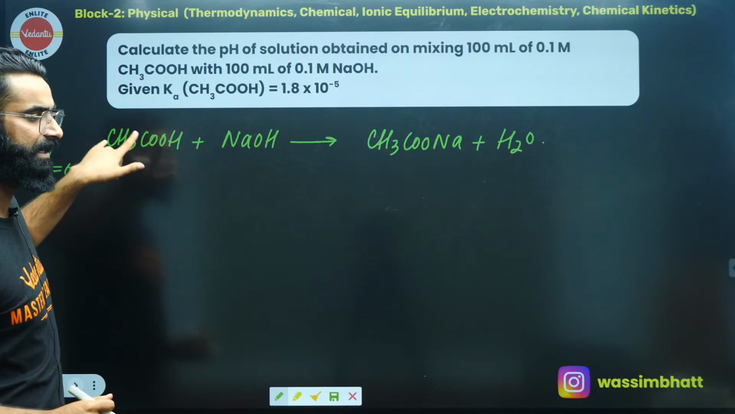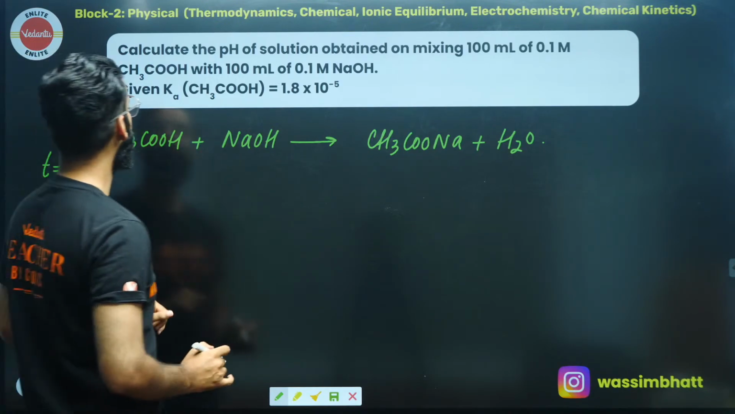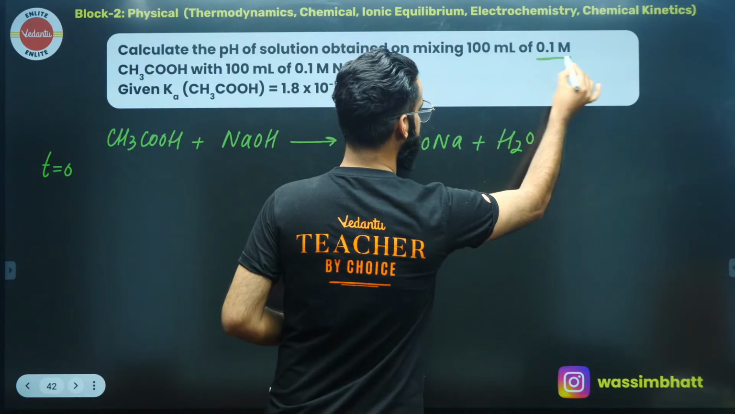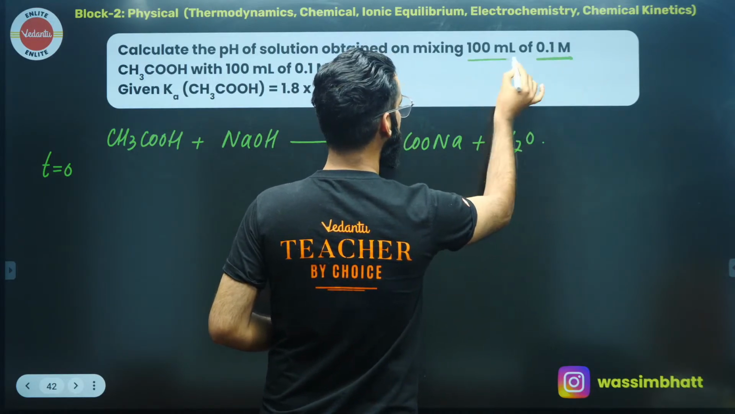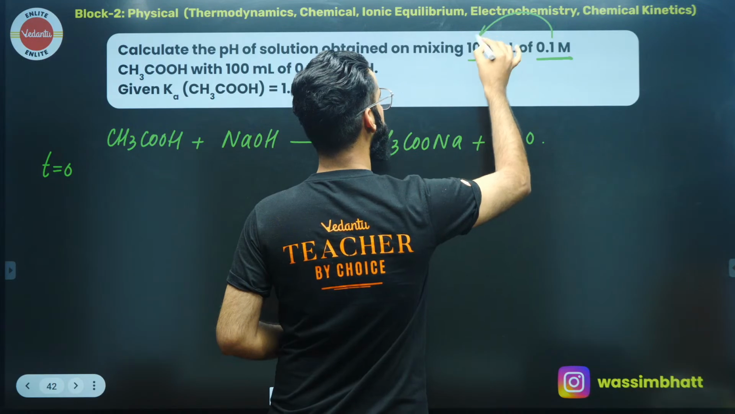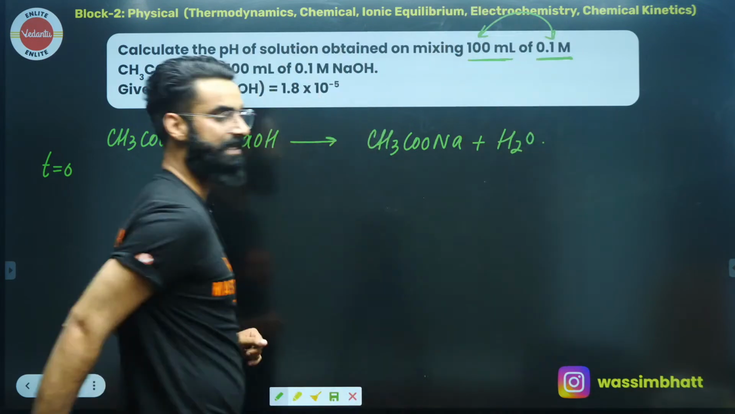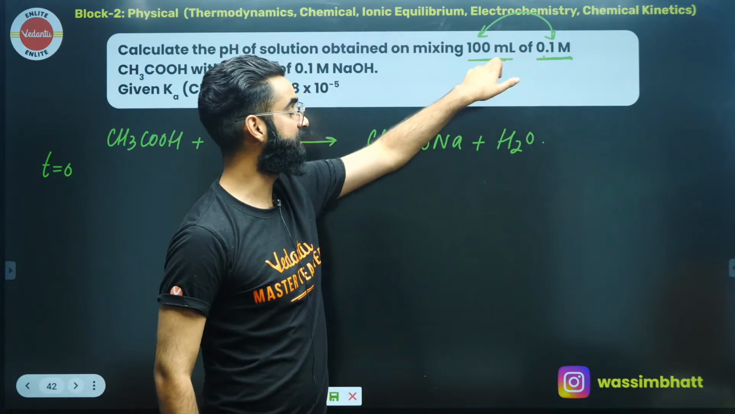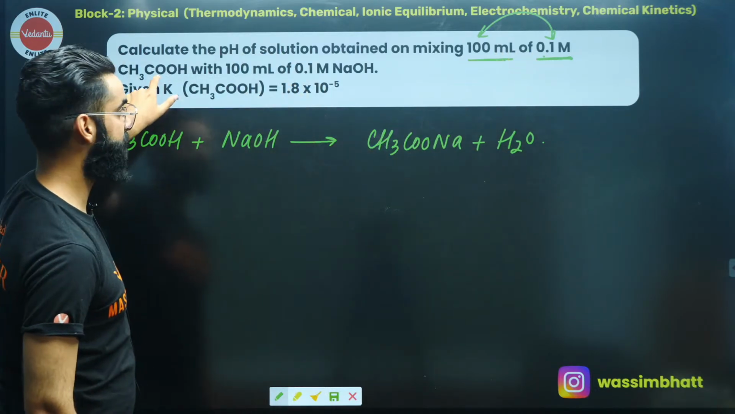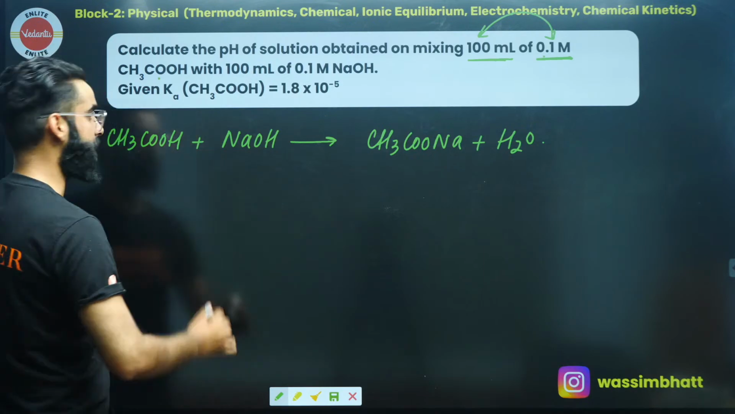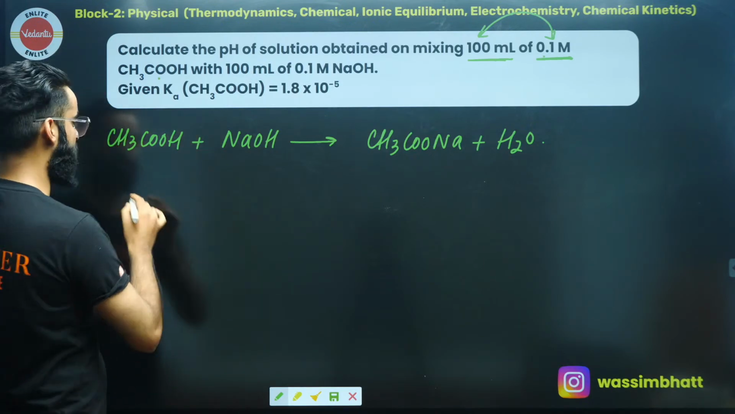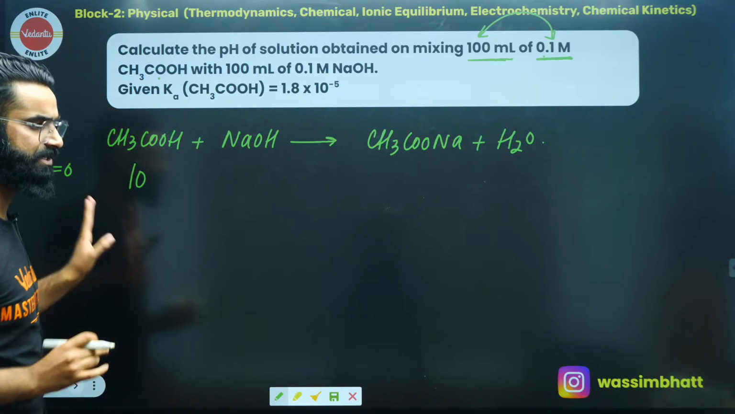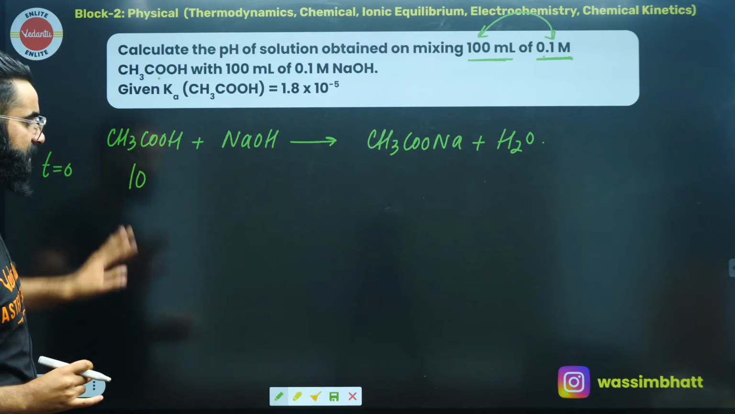How do I calculate the millimoles of acid? This is the molarity of the acidic solution and this is the volume of the solution. Molarity multiplied by volume of the solution in ml gives us the millimoles of solute. So 100 times 0.1 comes out to be how much? Comes out to be 10. So these are the millimoles of CH3COOH in the container at time t equal to 0.